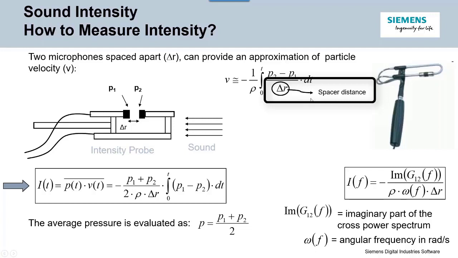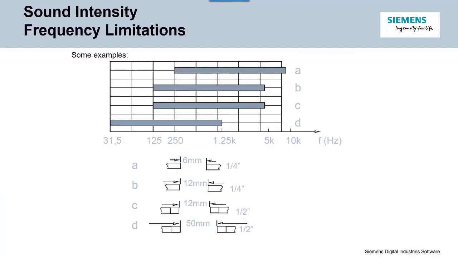You will see that there are different lengths of spacers available. The spacer can go from 6 millimeters all the way to 50 millimeters or even more, and they have certain frequency limitations. When you use a 6 millimeter spacer, you can get frequencies from about 250 hertz to maybe 10K.